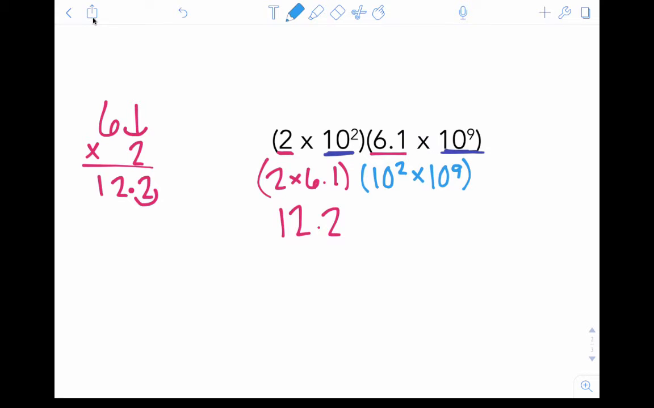And then I need to do 10 squared times 10 to the 9th. I have the same base, so I can just add my exponents. 2 plus 9 is 11. So this is times 10 to the 11th. Now you might look at this and think that you're done, but if you look closer, this is not written in scientific notation. This number, the coefficient, is not between 1 and 10. So let's focus in on this and get this part written in scientific notation. So for now, don't worry about this times 10 to the 11th.